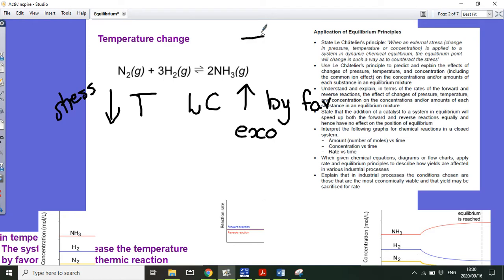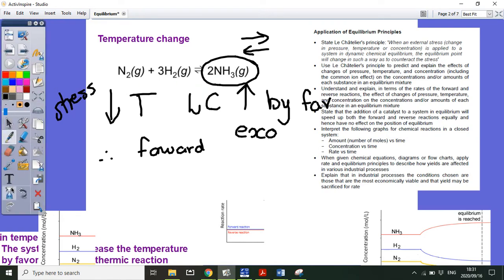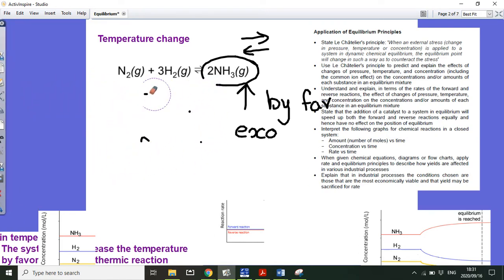But then we said already, forward is exo, reverse is endo. So then you're going to say, therefore, in this reaction, the forward reaction will be favored. And if the forward reaction is favored, more NH3 will form. Now we're going to quickly look at the graphs, because I'm going to do each factor with its graph so that you have everything together.